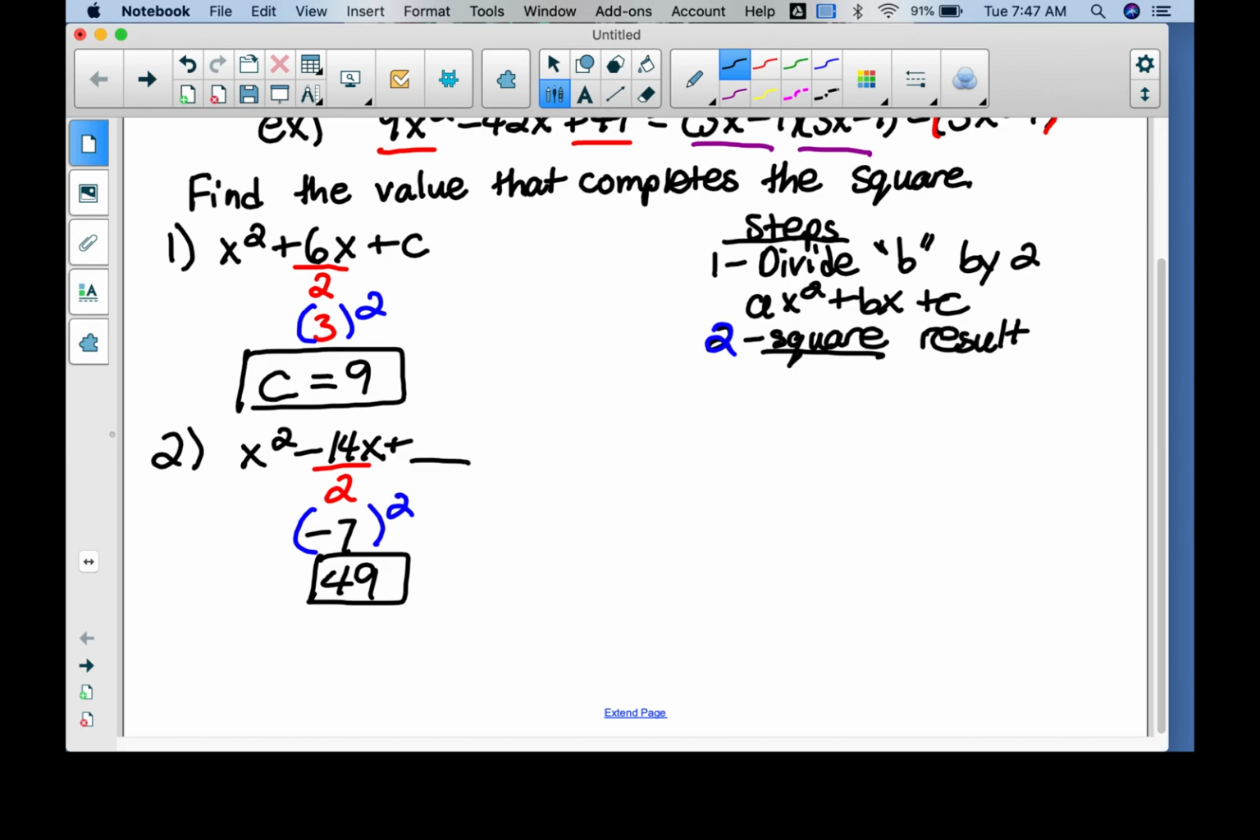Our second section, the directions are going to say find the value that completes the square and write your answer in factored form. So that takes us to our next step of our completing the square process.